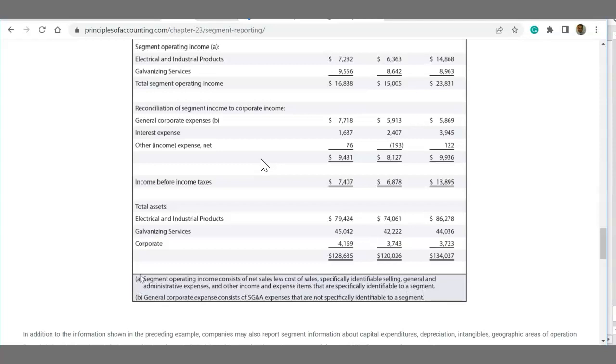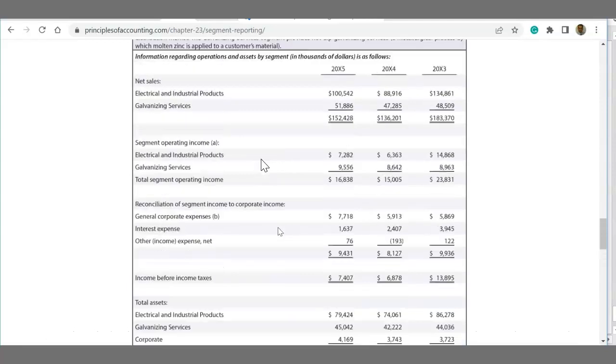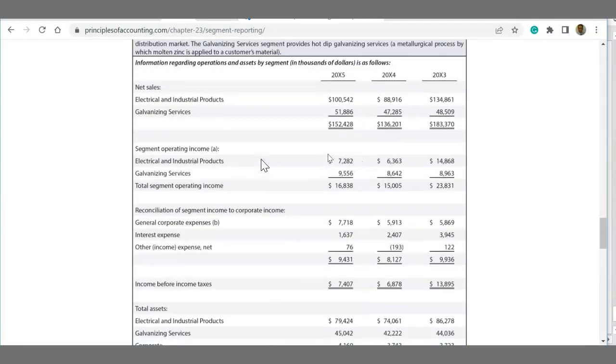So A shows operating income after deducting cost of goods sold minus operating expenses like selling and general administrative expenses. So that's operating income from segment. So here segment operating income is $16,838. 2014 was 15, and 23,000 was for 2013. So, okay, we got that one.